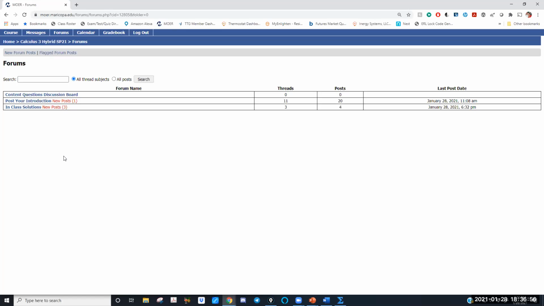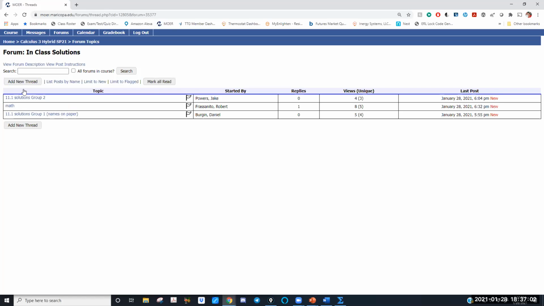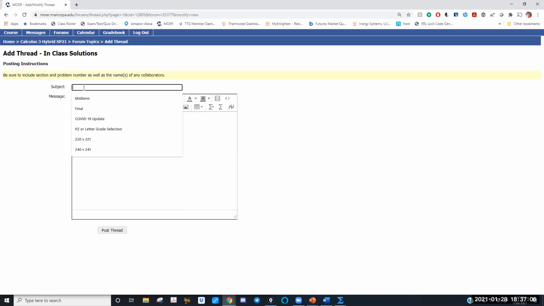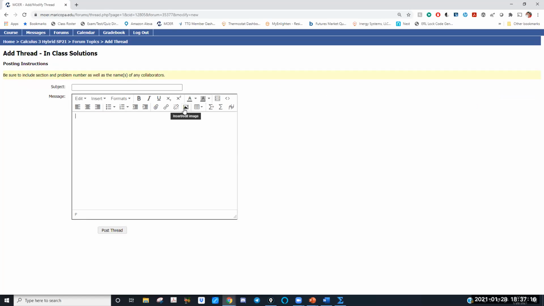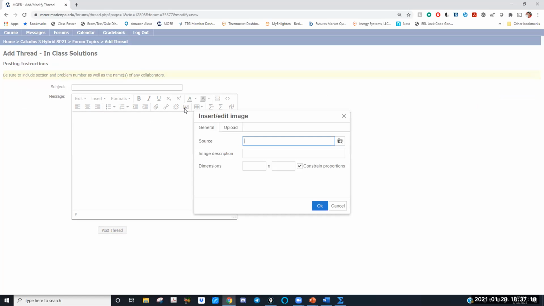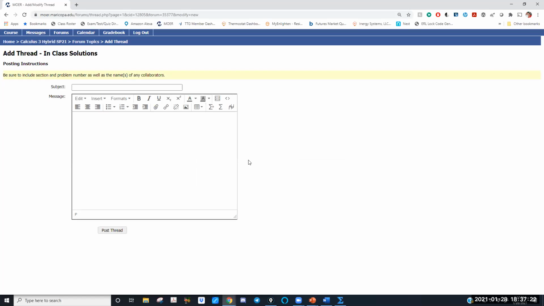Andre, when you post in forums, do you click on the forums and submit it? Yes. So if I click on the forum, you go to add new thread, and the subject would be the section and the problem number. And you can either put names in the subject or you can put them in the body. And then here you can upload images. So you'll just insert your images right from your computer. Did that answer your question, Andre?